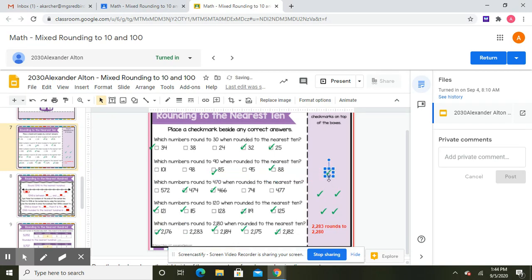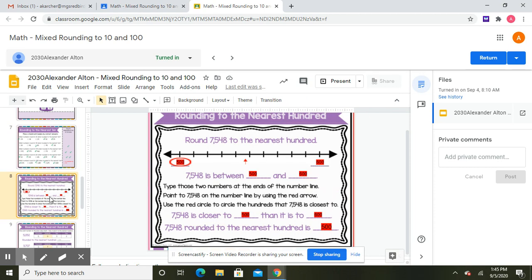So if we look at the number in the hundreds place, it's a 2. And we look, oh, sorry, we're rounding to the nearest 10. Forget I just said that. The 8 is in the tens place. So if we look next door to the 3, since it's under 5, we're going to round down. So that's why it would round to 2,280. The rest of them look awesome.